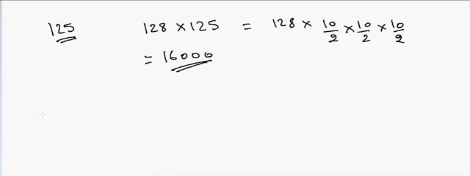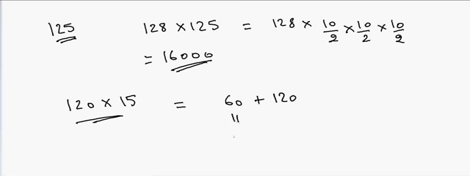Now let's do another thing. If we have to multiply 120 by 15, how will I do that? In that case, I'll take half of 120, and half of 120 is 60, and then I'll add that to 120. So this is equal to 180, then I put one more 0, so that's my answer.